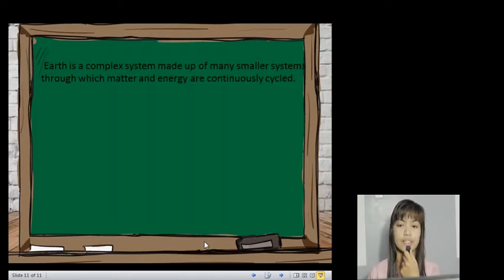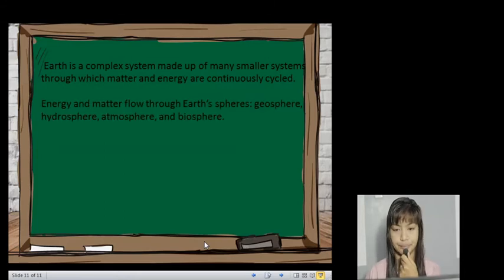So Earth is a complex system made of many smaller systems through which matter and energy are continually cycled. Earth energy and matter flow through Earth spheres: geosphere, hydrosphere, atmosphere, and biosphere. That's why all these spheres are very important. They work as connection. Energy flows through the atmosphere mostly by convection.